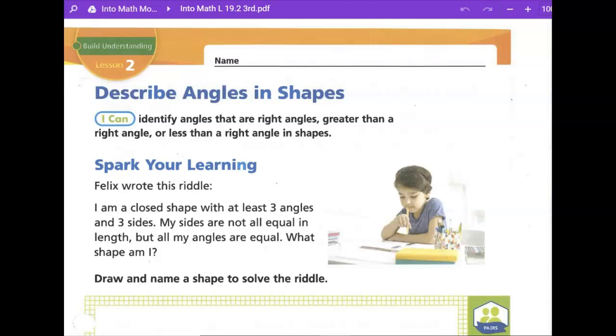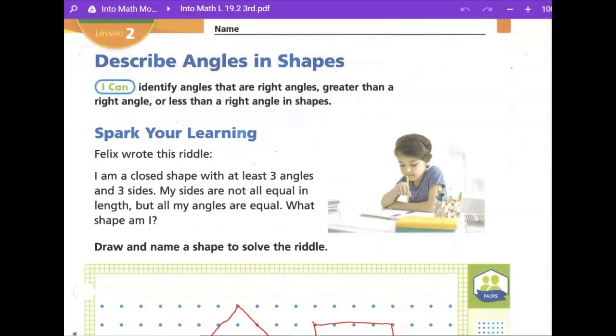A polygon starts and ends at the same point, so it's a closed shape, but it is only made of line segments, okay? And also, you should have discovered the number of lines in a polygon, the number of sides, is equal to the number of angles. I can statement: I can identify angles that are right angles, greater than right angles, and less than right angles in shapes. Felix wrote this riddle.